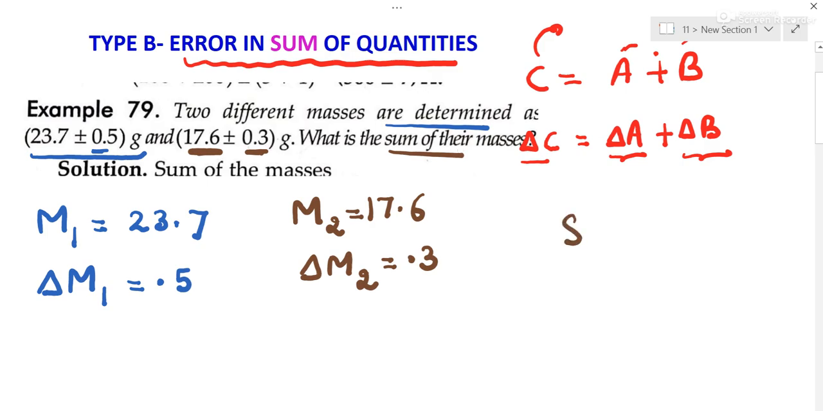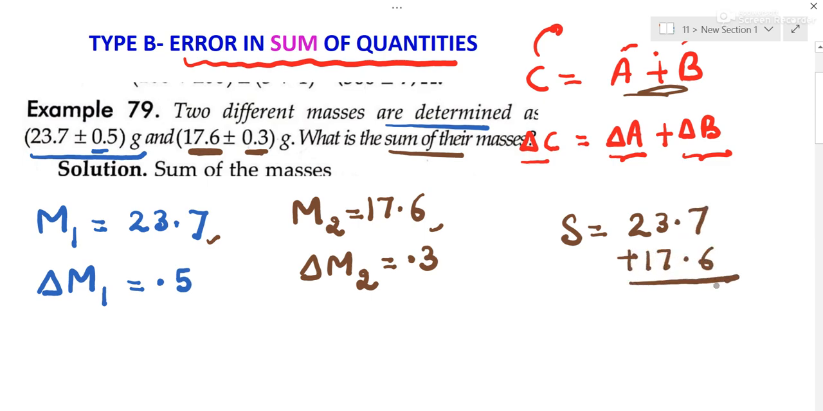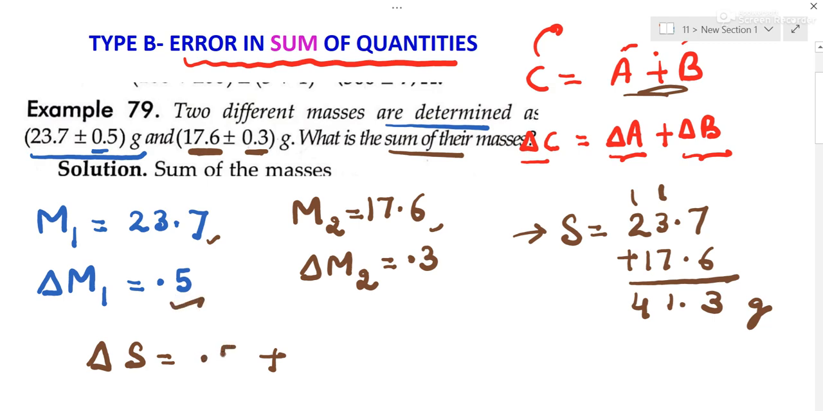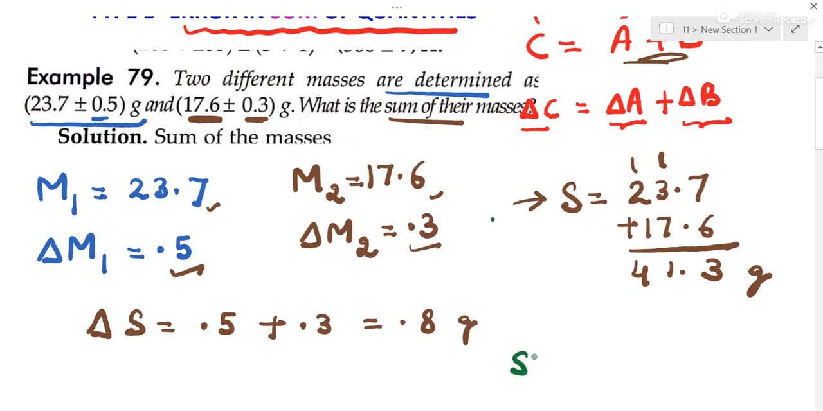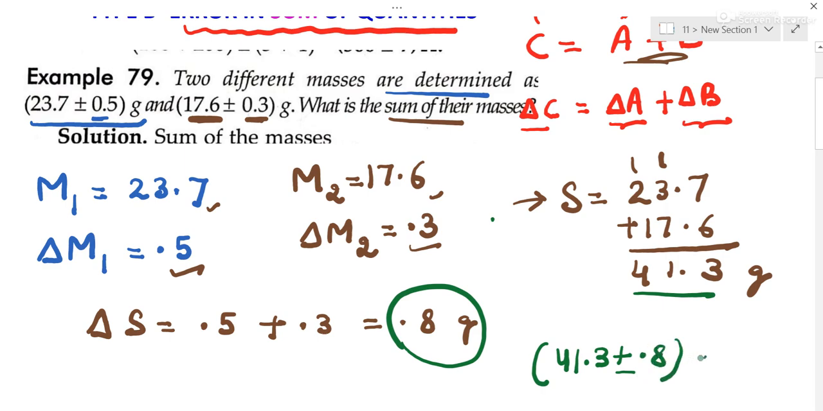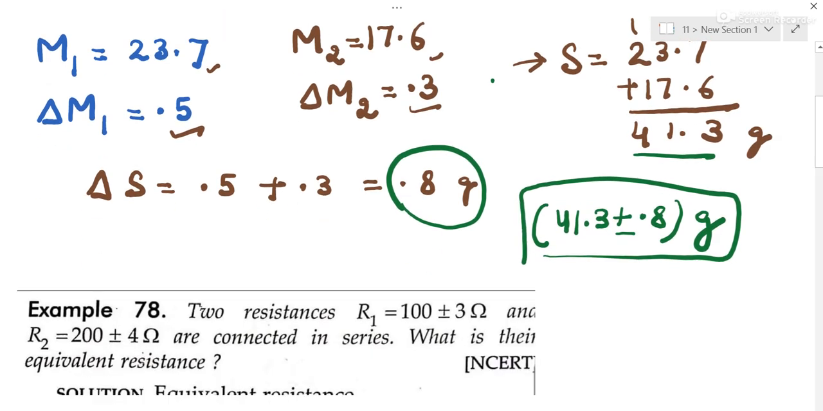So the sum would be: add up the main values like A plus B. So add up the main values 23.7 plus 17.6. You can add it up. Now this is the sum. Error in sum would be the sum of errors. So it is 0.8. So how would you represent the quantity? The sum of two masses would be written as this main value plus minus this error 0.8 gram. So this is the answer. Let us see the next numerical.